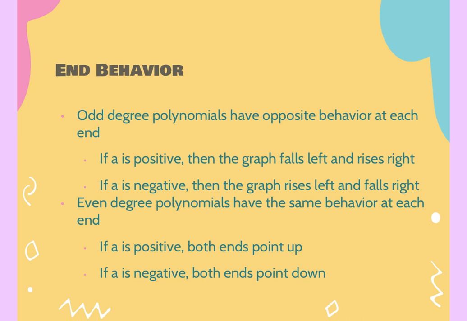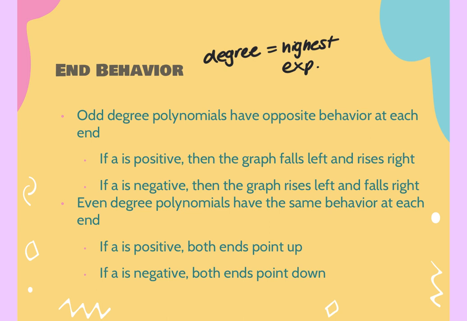If your highest exponent, so it says the odd degree, the degree is the highest exponent. It doesn't have to be first. It doesn't have to be last. Anywhere in my equation, it's the highest exponent. If that number is odd, then the ends have opposite behavior. One goes up and one goes down.